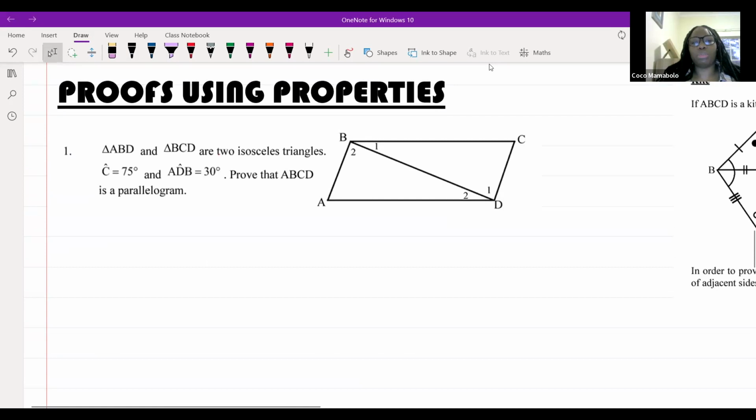Okay, here we go. Proofs using properties. All right, so we're going to use two triangles that are isosceles to prove that ABCD is a parallelogram, right? So we need to think of the properties of two things. First, the properties of an isosceles triangle, because that's going to help us. And then we also need to know the properties of a parallelogram, in order for us to know which properties we want to use.